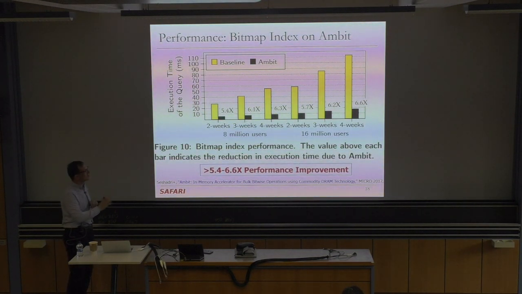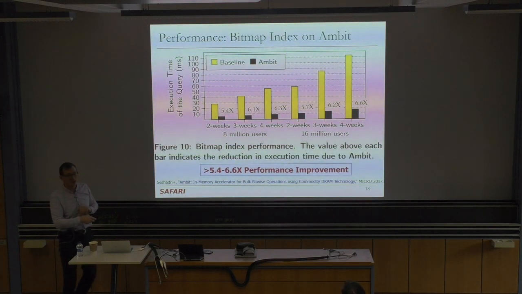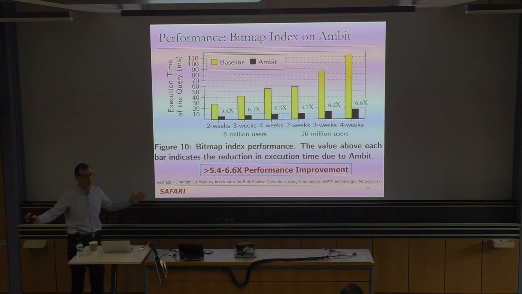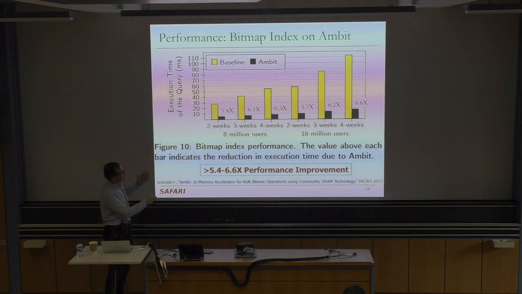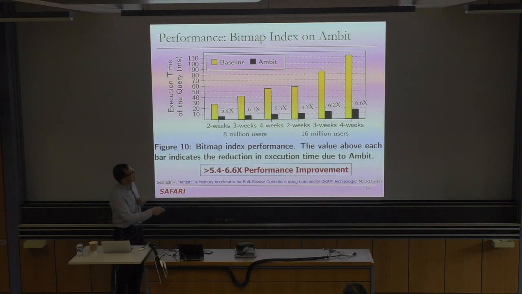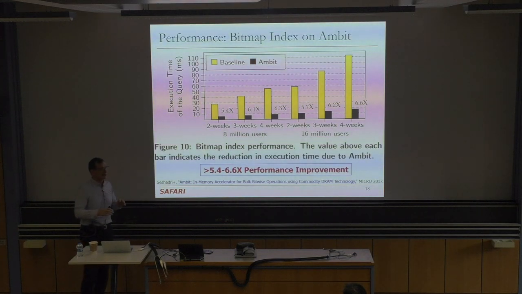You'll read the paper for slightly more detail, but you can see 5x to 6.6x improvements, which is significant for query latency. You're really reducing the latency of a query. And you can see that this is the size of the database, and this is basically the amount of data you're looking at. And the speedups actually slightly increase with the amount of data you're looking at. So as the amount of data increases, the speedup increases from 5.7x to 6.6x. That's one good thing about doing things in memory.